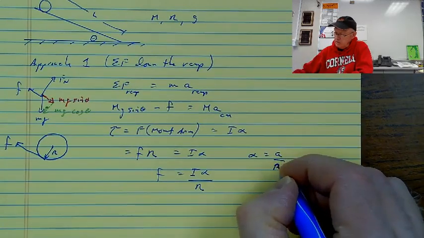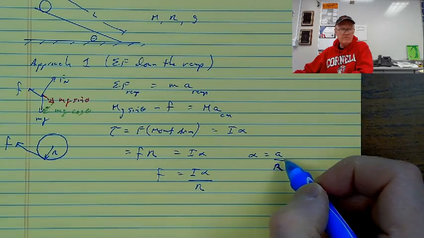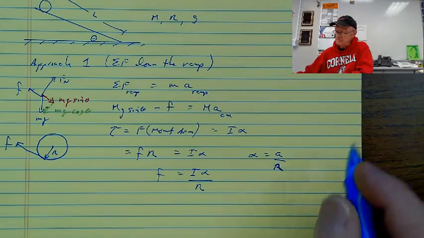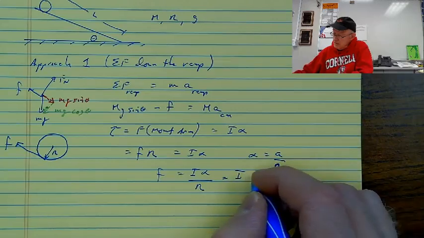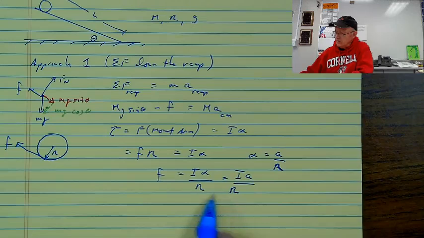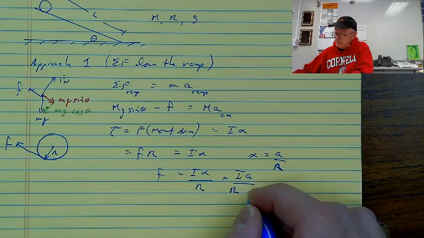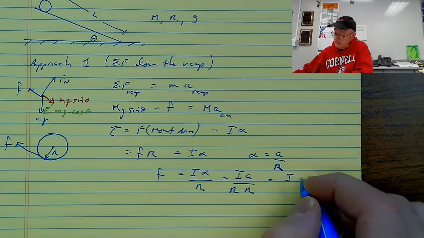A over R. Now, linear acceleration of the center of mass is equal to R alpha. So let's drop that into here. This equals I A over R. Now that's the R that was already there, but we need to add the R that's right here. And that, in turn, gives us I A over R squared.